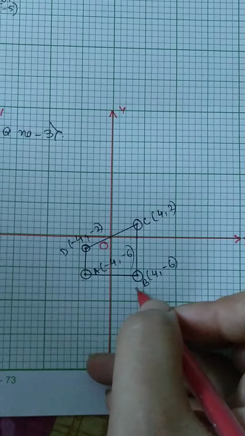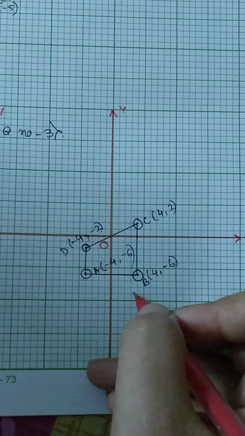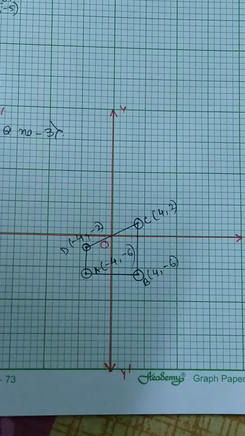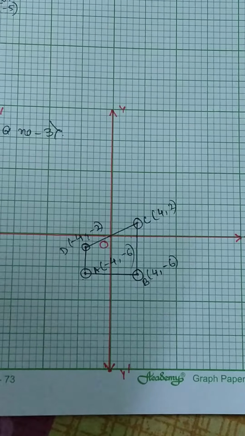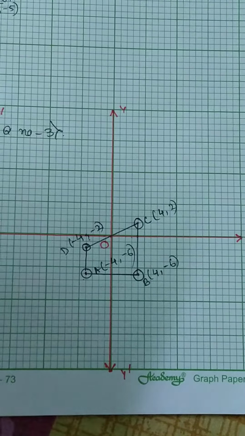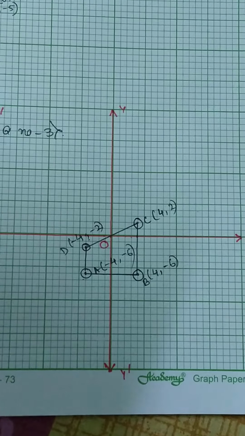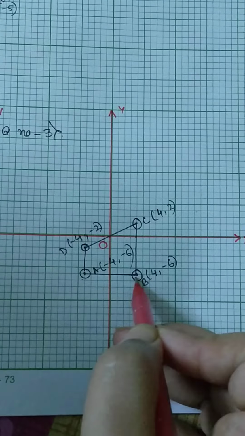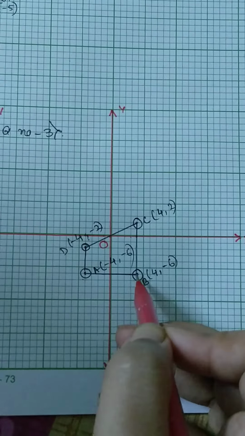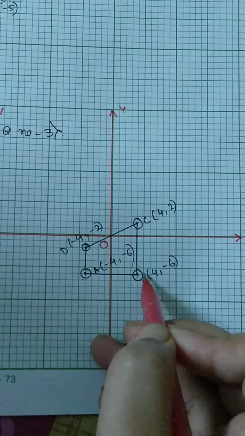Now what you have to find out is the area. What is the formula of a trapezium? The area of the trapezium is half into the sum of parallel sides into height. So what is the height? This distance is the height. The height of the trapezium is the distance between the two parallel sides.